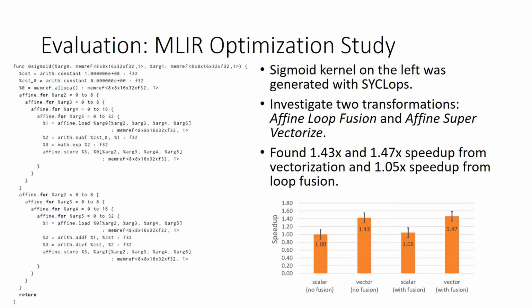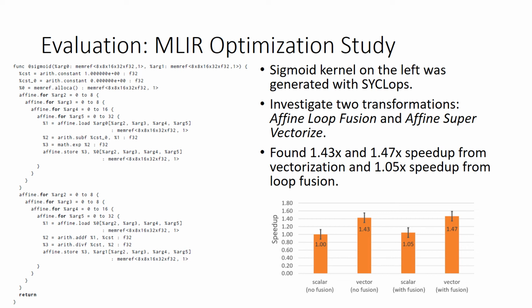To evaluate the effectiveness of the MLIR optimizations, an MLIR sigmoid kernel was generated by SYCLops. Notice that this version of sigmoid has 2 loop nests. The first nest takes the negative exponential of the input and stores it into a temporary tensor. And the second takes the reciprocal of this temporary value, plus 1, which is a sigmoid. Since there are no data dependencies between these 2 loops, and the loops are identical, they can be fused using the affine loop fusion pass, which will save the temporary tensor from being stored into and loaded from, which would save a small amount of time.